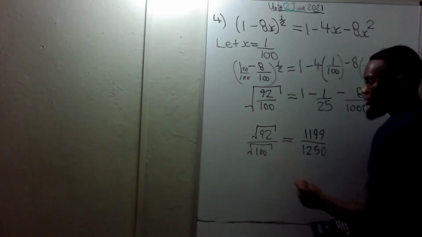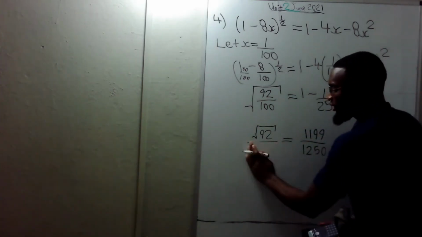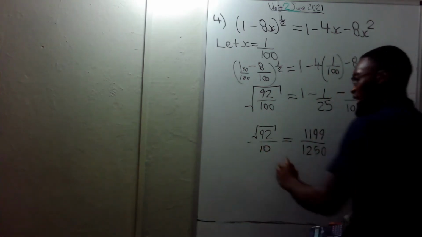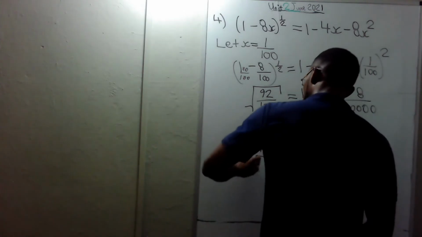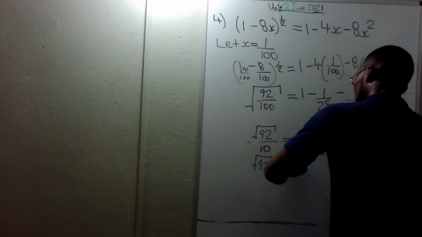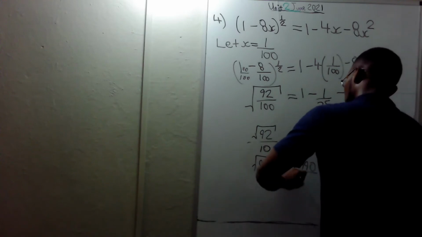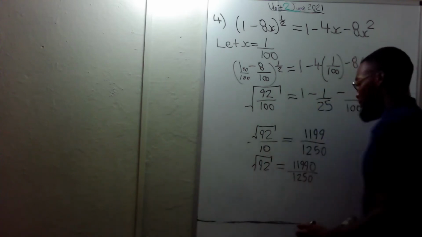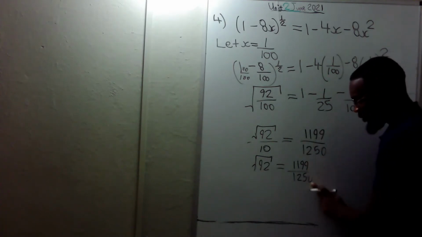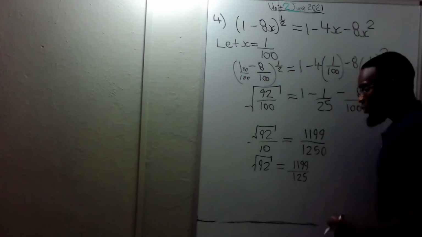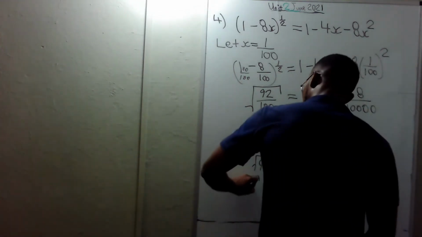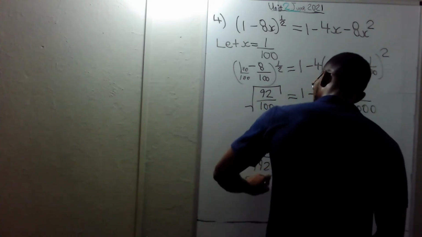But the square root of 100 is 10, so this part is now just 10. So you can cross multiply, and then the square root of 92 is equal to 10 times this, which is 11990 over 1250. The zeros cancel each other, so that makes it 1199 over 125. Now the square root of 92 is the square root of 4 times the square root of 23.